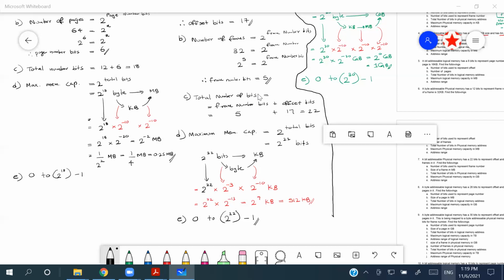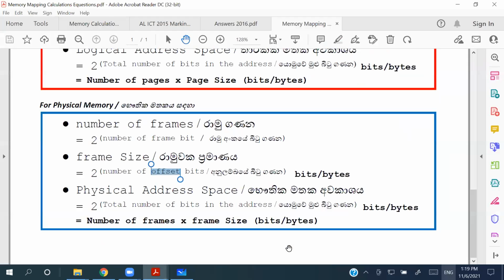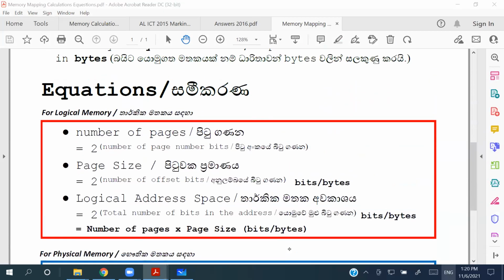Dua, in the B, number of pages, you have to take this equation. So they are asking about number of pages. You are given the details with number of page number bits, right? So you have to take page number bits as a 2 to the power, so you can find number of pages, right? So to take the total number of bits in the address, you have to add page number bits plus offset bits.